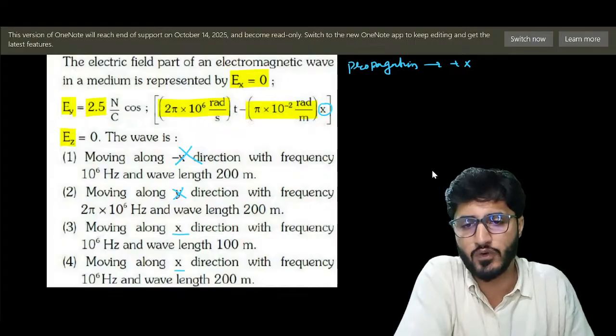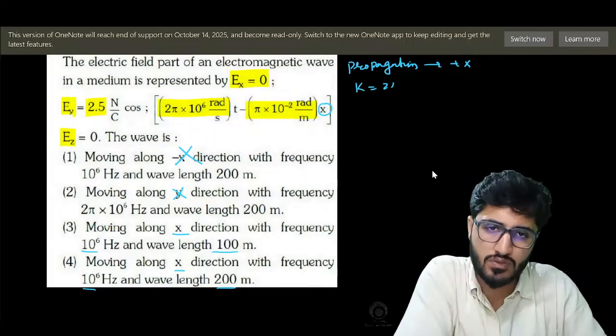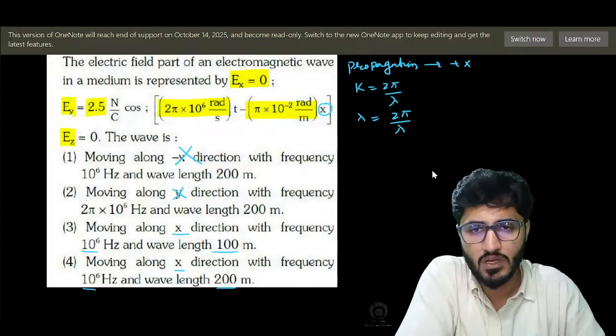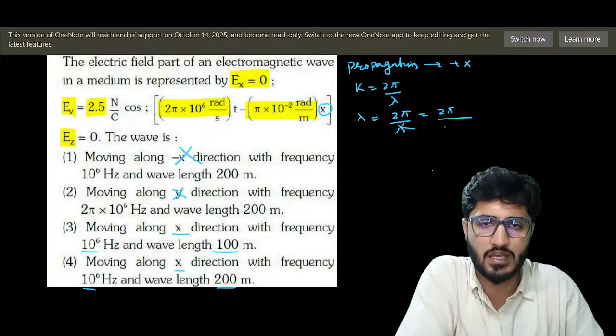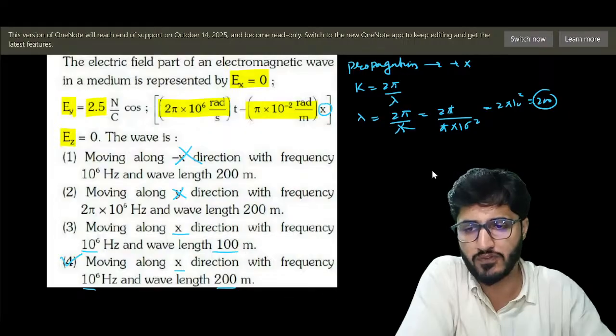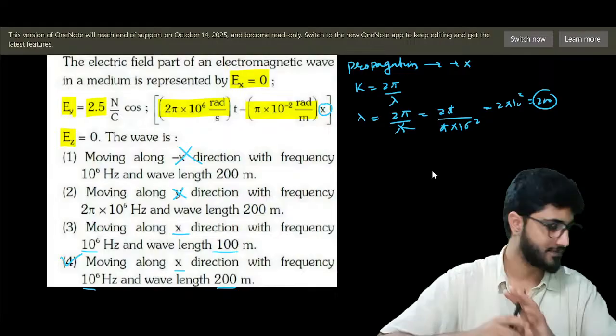Now, frequency is given, so there is no point in finding frequency. Let us find wavelength now. What is wavelength now? Sir, k equals 2 pi by lambda. So lambda equals 2 pi by k. It is kx now. So I can write 2 pi by k. So what is k? K is pi times 10 to power minus 2. Cancel out. It is 2 times 10 to power 2. That means it is 200. 200 means option number 4 is correct. Easy now? Option number 4 is correct.